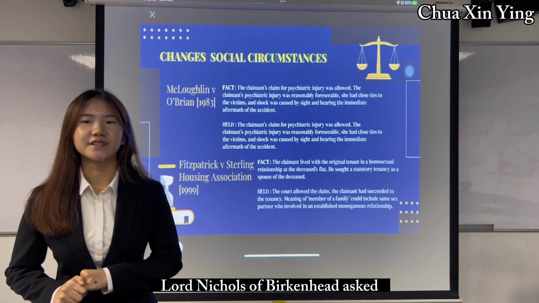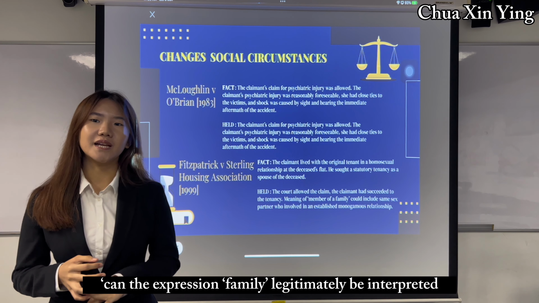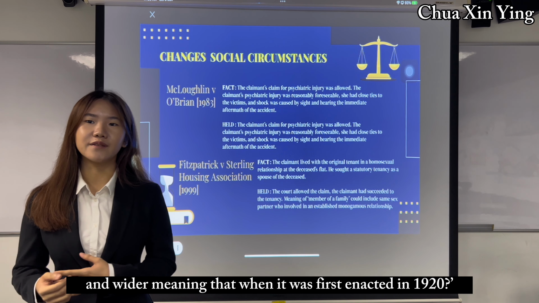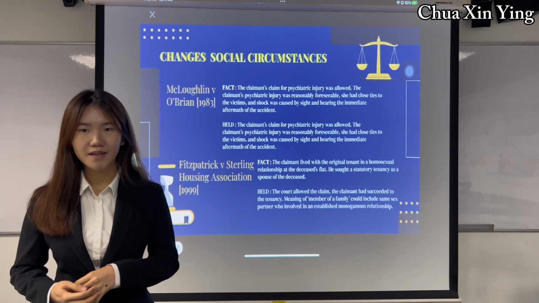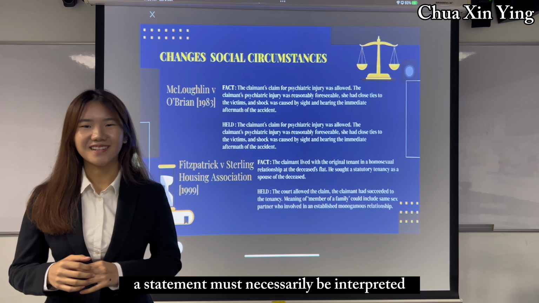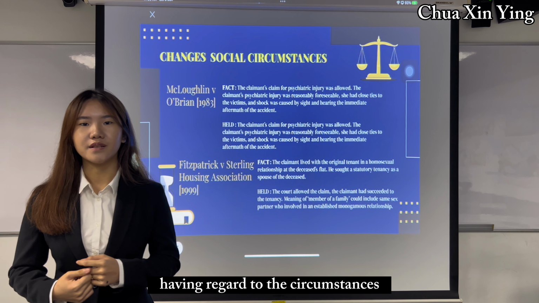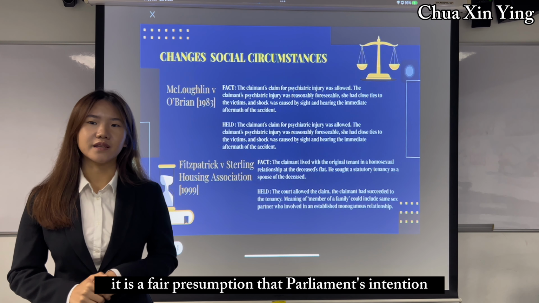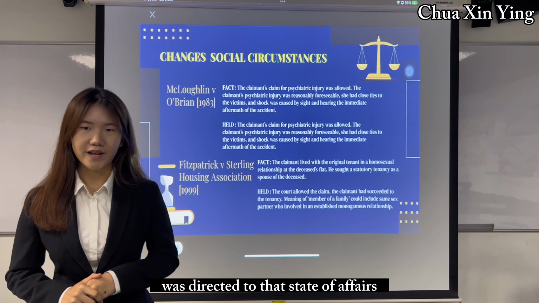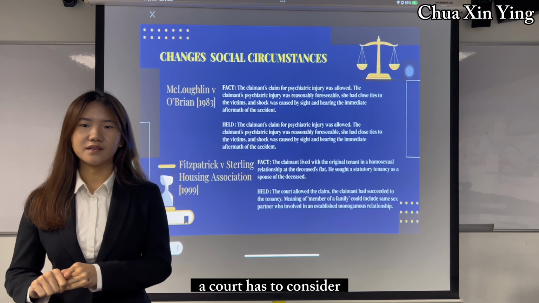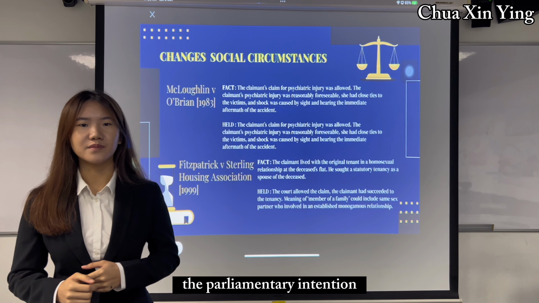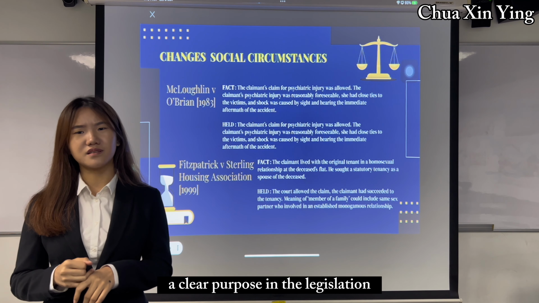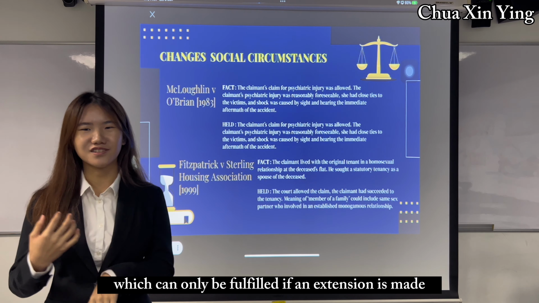Lord Nicholls of Birkenhead asked, can the expression family legitimately be interpreted in 1999 as having a different and wider meaning than when it was first enacted in 1920? He answered yes. A statute must necessarily be interpreted having regard to the circumstances when it was enacted. It is a fair presumption that Parliament's intention was directed to that state of affairs. When circumstances change, a court has to consider whether they fall within the parliamentary intention. They may do so if there can be detected a clear purpose in the legislation which can only be fulfilled if an extension is made.